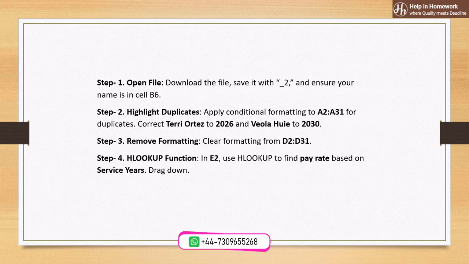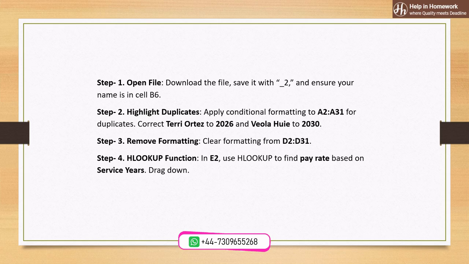Step 1. Open the file, download it, save it with _2, and ensure your name is in cell B6. Step 2. Highlight duplicates: apply conditional formatting to A2:A31 for duplicates. Correct Terri Ortez to 2026 and Veola Huie to 2030. Step 3. Remove formatting: clear formatting from D2:D31.